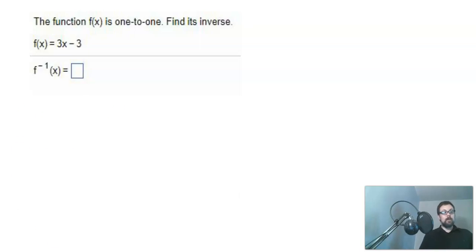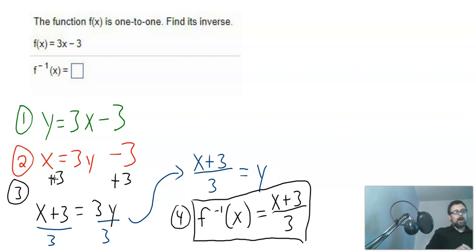Okay, so here's the answer that you should have arrived at. Using the switch and solve method, replace f of x with y, switch x and y, and then solve for y. So step 2 is switch, step 3 solve. Again, same steps as the last problem that we just looked at. And then you get this result, and then you replace the y with the inverse notation, and that's the answer you should have got.